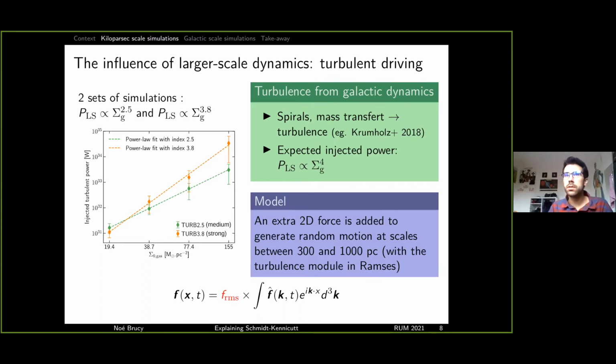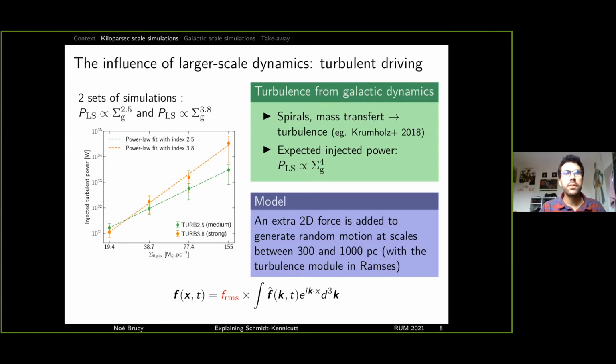Now, in RAMSES, if we want to mimic this turbulent driving at the kiloparsec scale, we can use the turbulence module that has been recently merged with the main RAMSES version, thanks to the work of Tine Colman. That will generate an extra 2D force at scales between 300 parsecs and 1 kiloparsec.